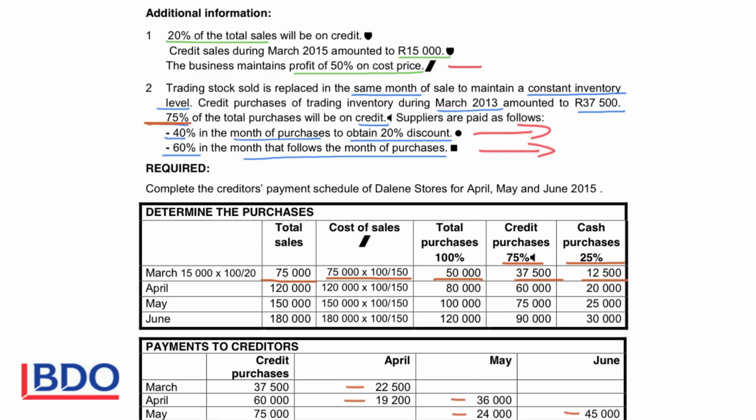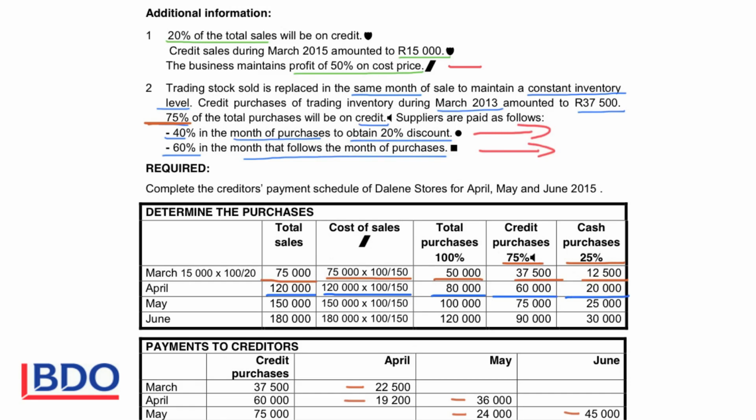If we look at the total sales in April, it is 120,000. Now we have to determine what is the cost price of the 120,000 because they don't give us our total purchases. So the profit percentage is 50% on cost price. So if I calculate the cost price, it will equal the total purchases during April as 80,000. Of that 80,000, 75% will be credit purchases and 25% of the 80,000 will be cash purchases.